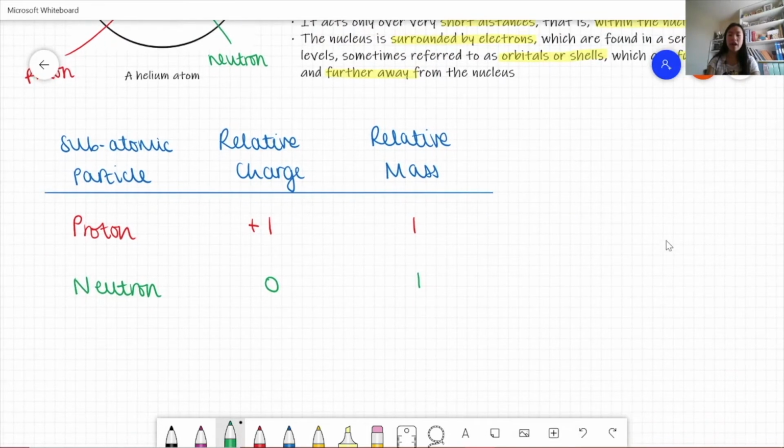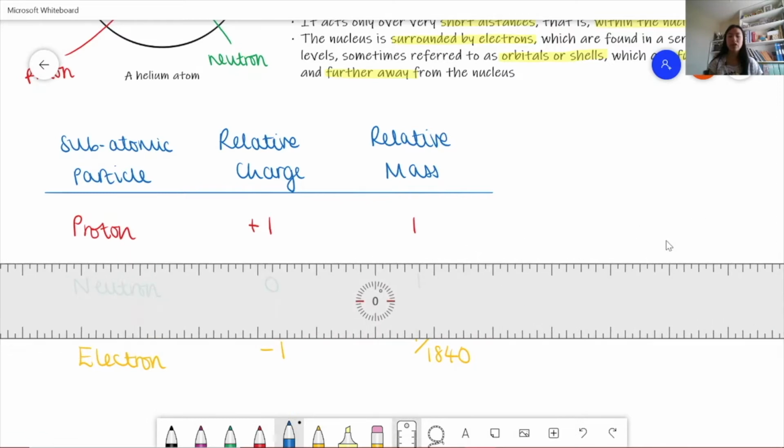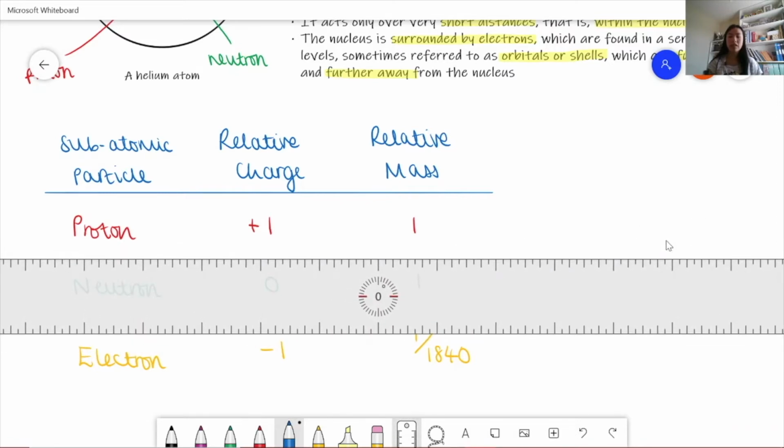And then we have an electron. Which has a relative charge of -1 and then a relative mass which is much smaller than a proton and a neutron. It actually comes out to be 1 over about 1,840, so a lot smaller than the proton and the neutron. So you need to make sure that you know all of these relative charges and masses.